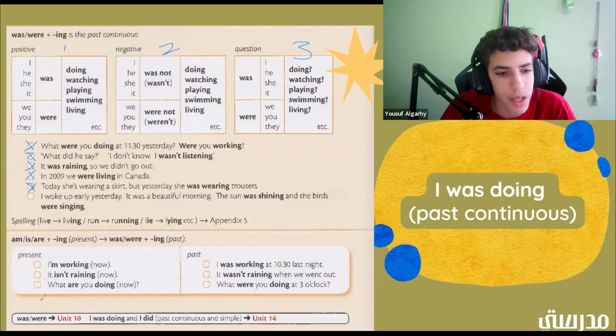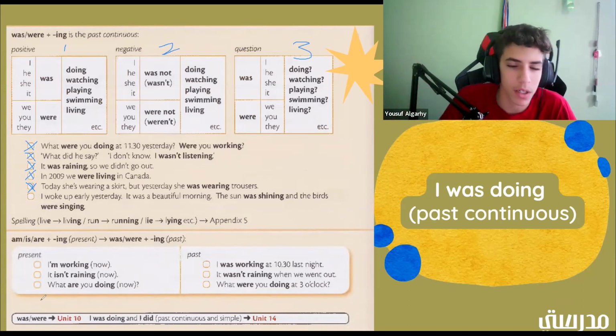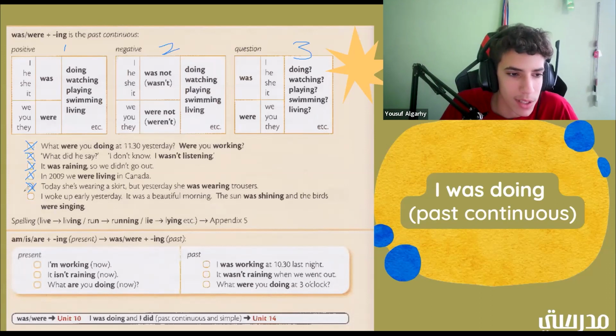Okay. I woke up early yesterday. It was a beautiful morning. The sun was shining and the birds were singing. So these are 2 different statements, but they're in the same group. So is it positive, negative, or question? It's positive. All right, good job. By question, I meant 2 different statements in the same group, not 2 different questions. So good job.